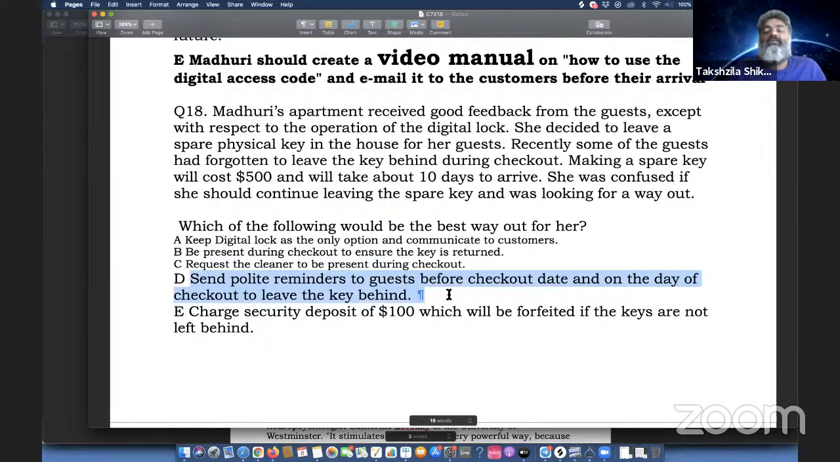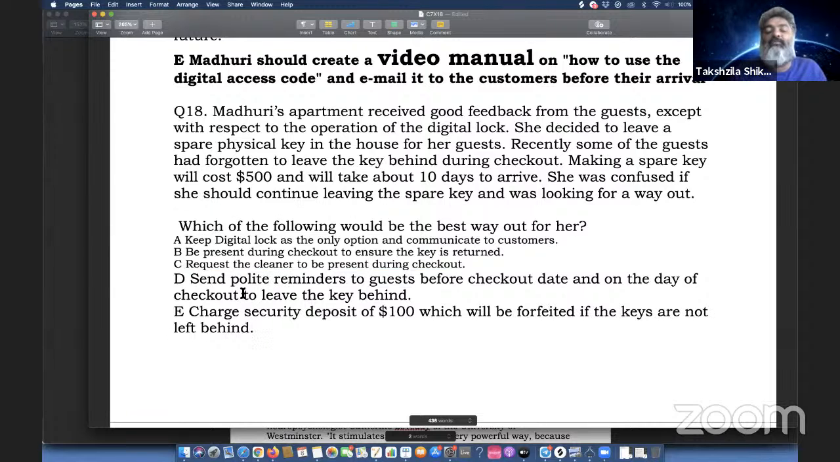So essentially, what is better for her in terms of not suffering a loss of $500? What will work as a better reminder for the customer? Just a reminder, or the fact that $100 are locked away and you won't get it till you give the key back? Even though the key is more expensive, the cost is only there to work as a reminder. So between D and E, which is a better sure shot reminder?